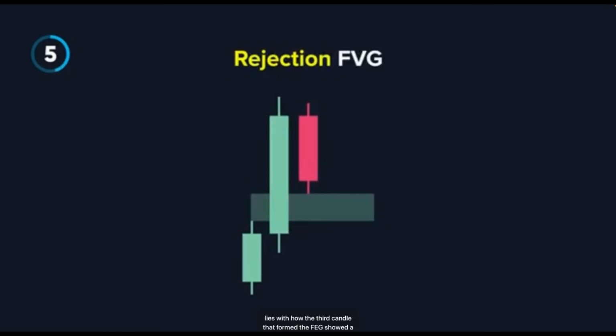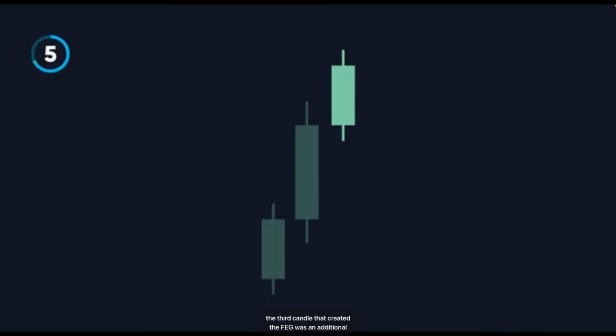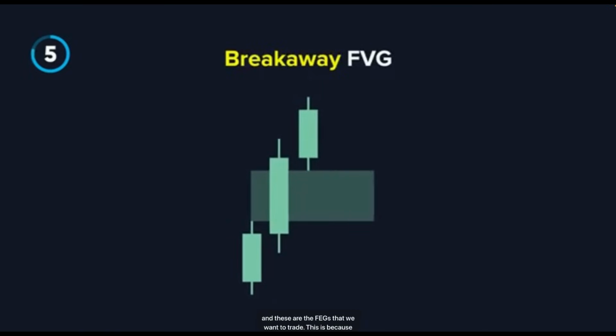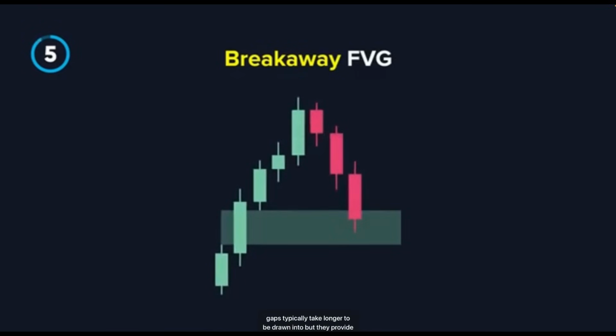And the reason behind this lies with how the third candle that formed the FVG showed a large amount of strength for sellers, which means whilst this gap may initially see a bullish rejection, there's a high chance that it will quickly fail. But on the other hand, if the third candle that created the FVG was an additional bullish impulsive candle, this is what we call a breakaway gap, and these are the FVGs that we want to trade. This is because it has shown an impressive strength for buyers. Breakaway gaps typically take longer to be drawn into, but they provide a much greater chance of providing a strong support for the next leg up.